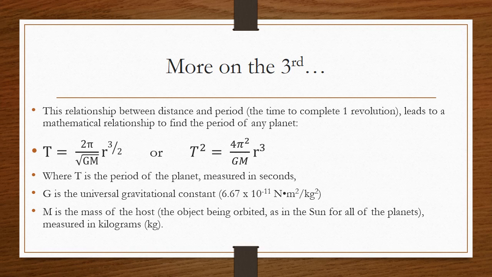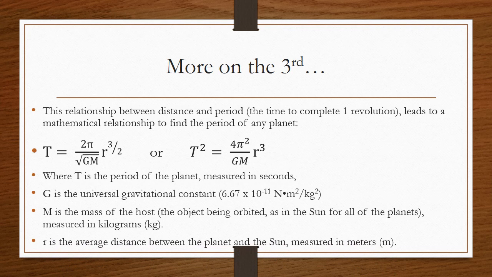But this equation could also work to figure out the period of the moon, where the Earth would be the host. So you'd use the mass of the Earth to figure out the period of the moon. And R is the average distance between the planet and the Sun, or the thing orbiting and its host, or any two objects orbiting each other. So R would be the distance between them. And it's measured in meters like distances usually are.